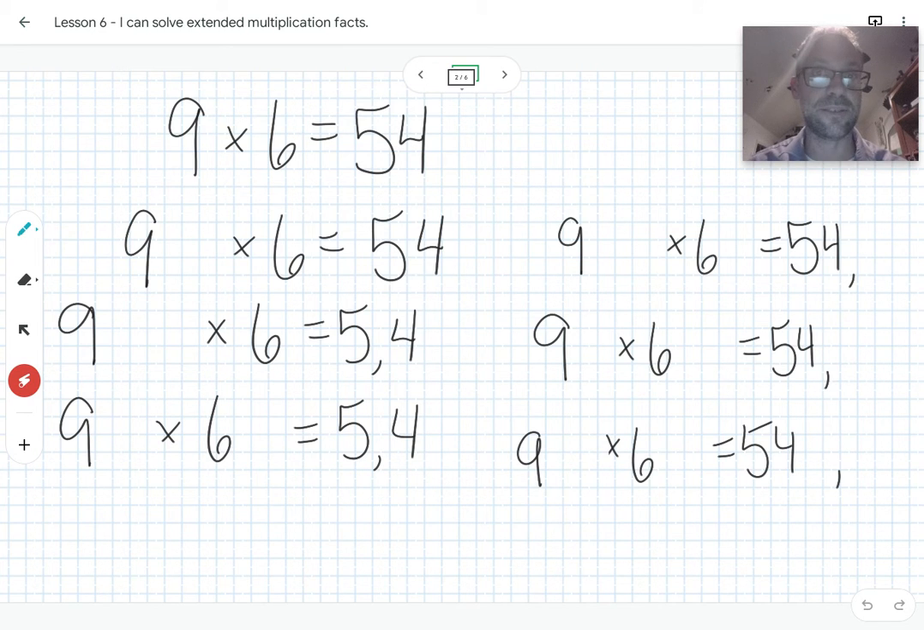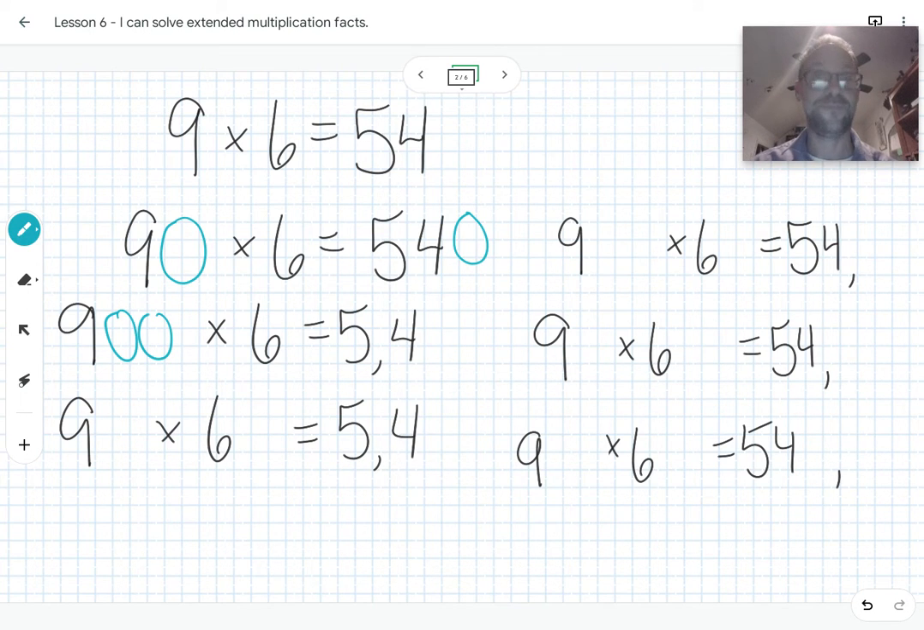factors and the products. So for example, instead of 9 times 6 is 54, what if we multiplied 90 times 6? Well, the answer would be 540. What if we multiplied 900 times 6? The answer would be 5,400. Are you noticing any patterns yet? Let's keep going. What if I multiplied 90 times 60? The answer would be 5,400 again.